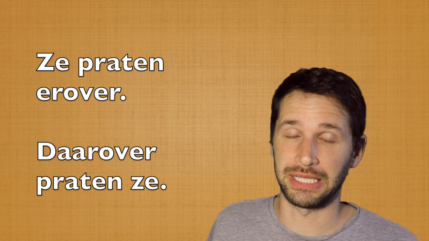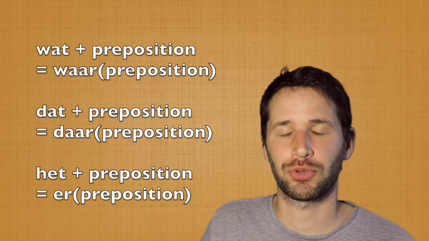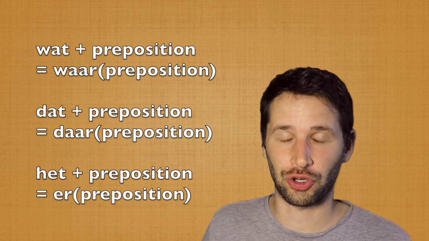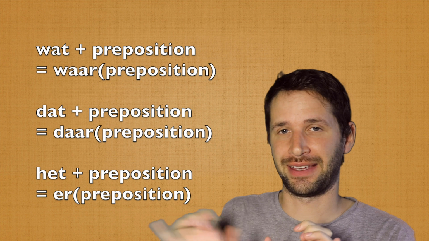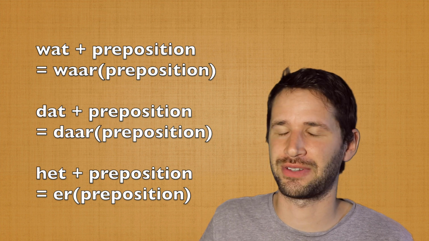So remember, main difference is waar plus preposition is for subclauses. Daar plus preposition and er plus preposition is for a new sentence, and waarover is for questions to replace wat. So the waar is actually wat plus preposition, it becomes waar plus preposition, and the daar is dat, and the er means het plus preposition, and you cannot use het plus a preposition that doesn't go, also dat plus preposition or wat plus preposition.